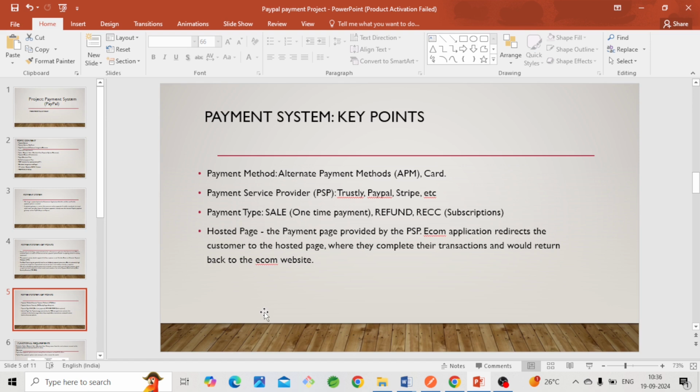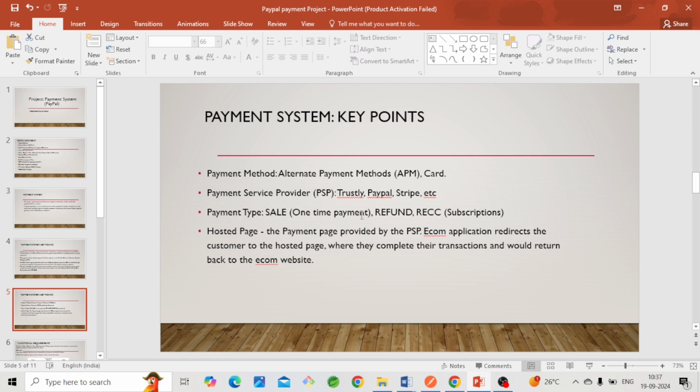Again, we will continue with the payment system key points. The payment method: alternate payment method and cards are available. Alternate payment method (APM) and card, that is debit card, credit card, whatever we are using. APM means we are integrating with a third-party payment processor, like PayPal or Stripe. Then payment service provider, PSP. PSP's long form is payment service provider: Trustly, PayPal, Stripe. Payment type. So what is the payment type?